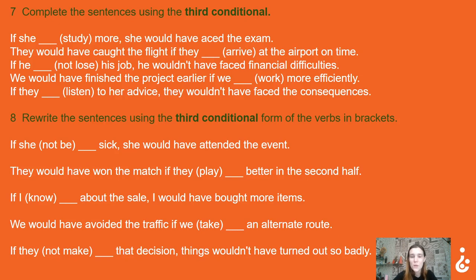If they listened to her advice, they wouldn't have faced the consequences. Good. And next task, you should here rewrite sentences using third conditional. If she not be sick, she would have attended the event. They would have won the match if they play better in the second half. If I knew about the sale, I would have bought more items. We would have avoided the traffic if we take an alternate route.